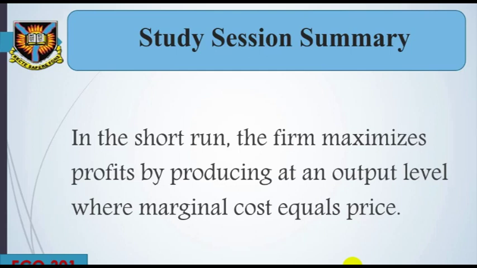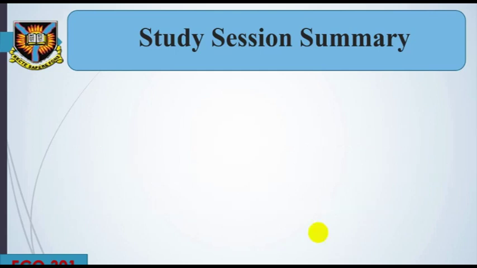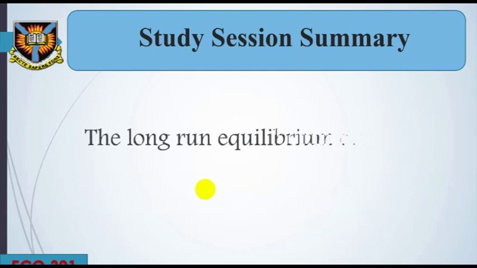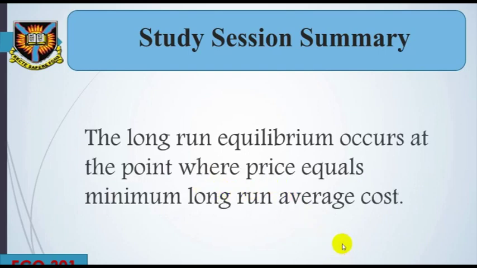In the short run, the firm maximizes profit by producing at an output level where marginal cost equals price. The long-run equilibrium occurs at the point where price equals minimum long-run average cost. This is the end of studies section 5.